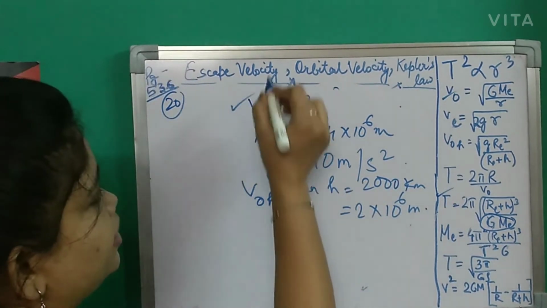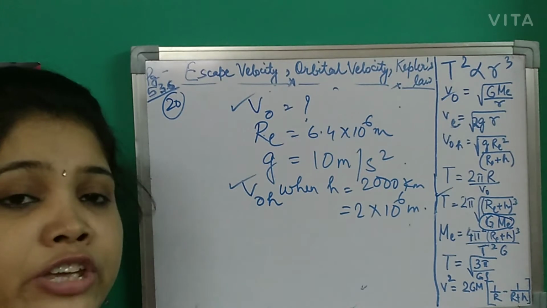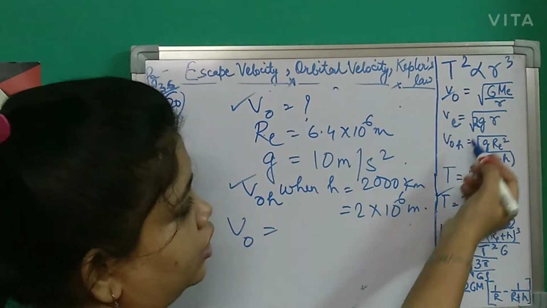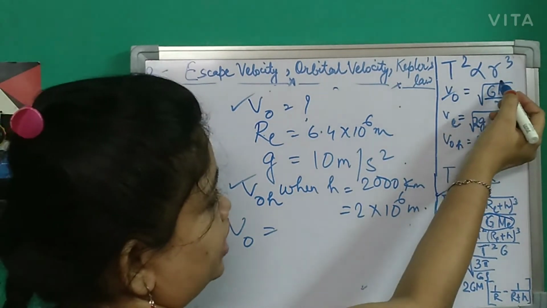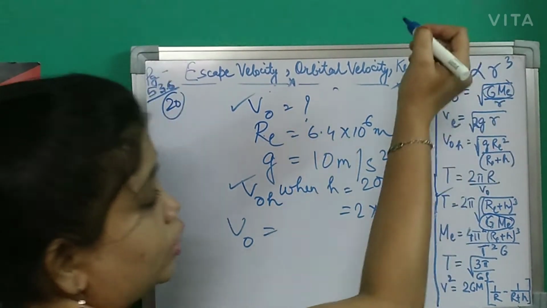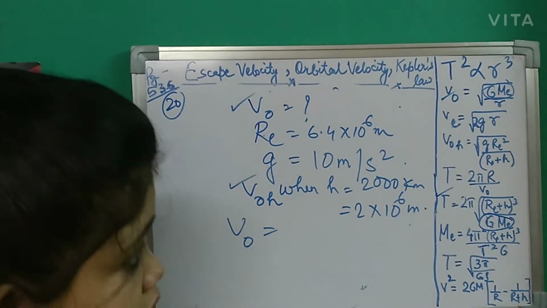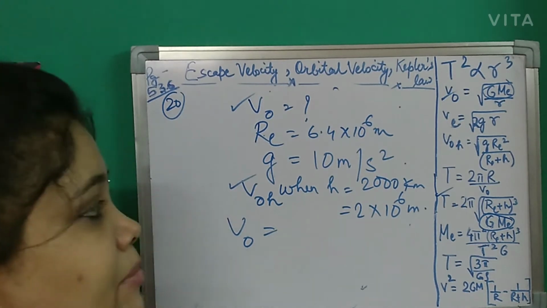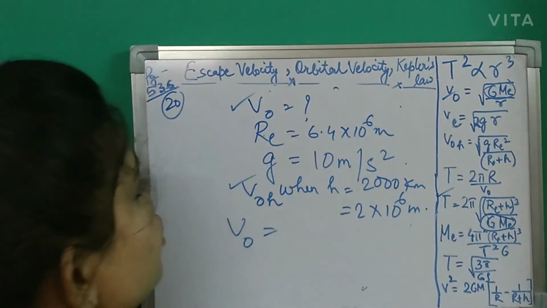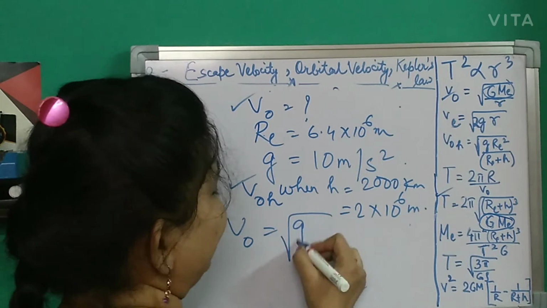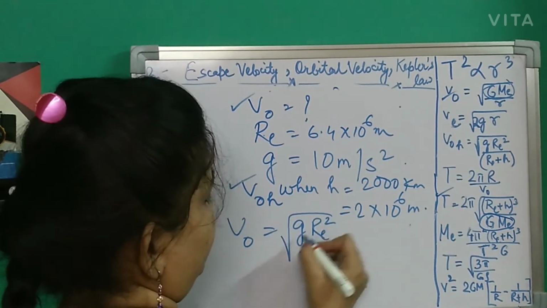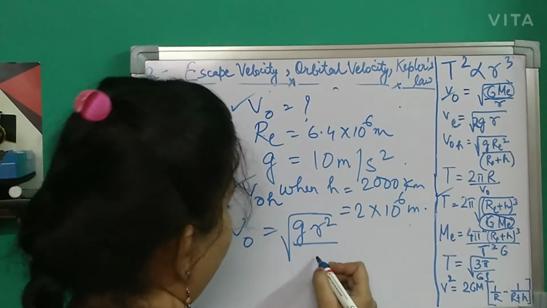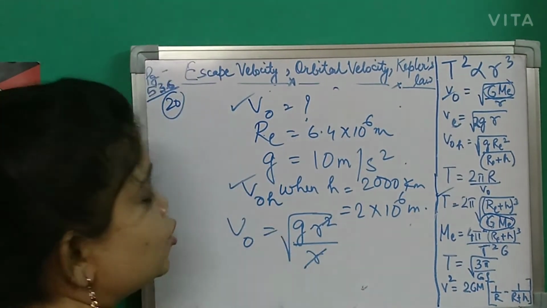So, let us first find V0, then we will find V0H. What is the formula of V0? I told you, V0 is root over of GME by R. Now, I told you that GM E is nothing but G RE square, you have to always remember. So, if we put it over there, we get it in terms of acceleration due to gravity. Putting in R square by R, you are left with root over of GR.